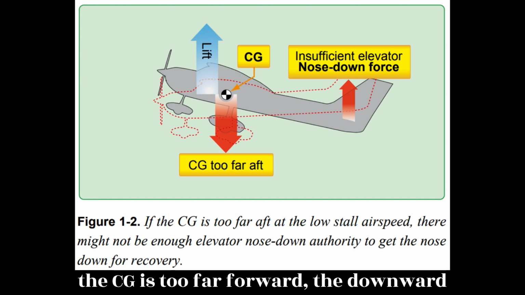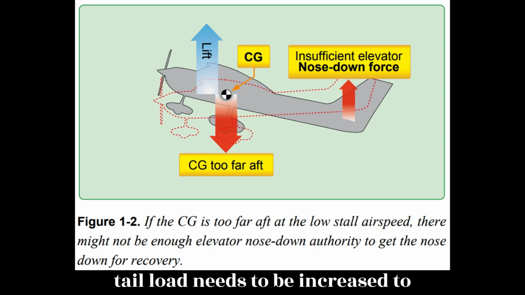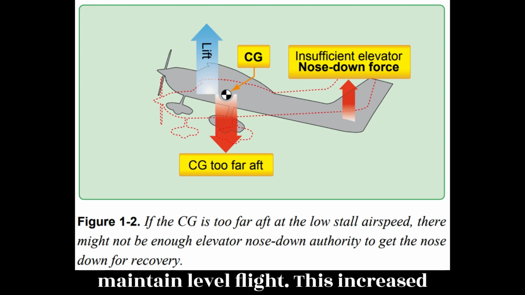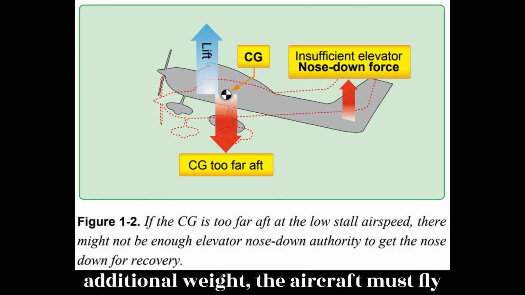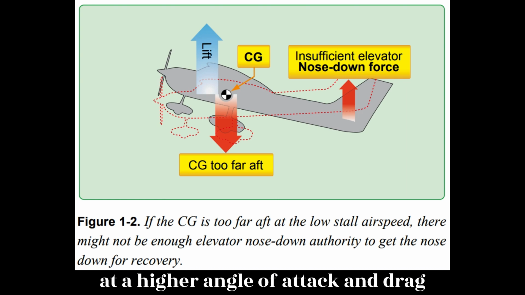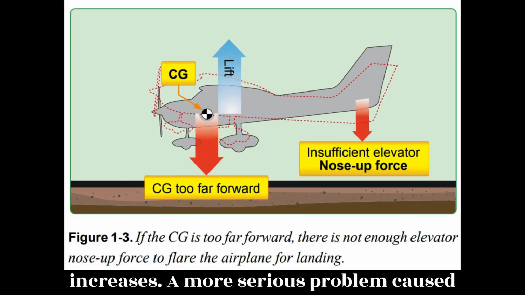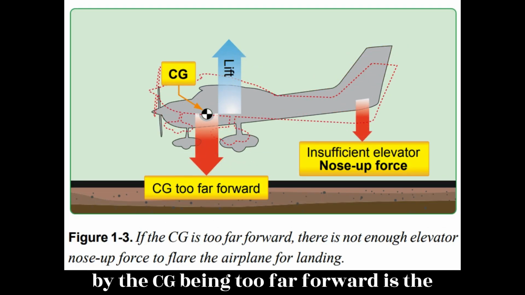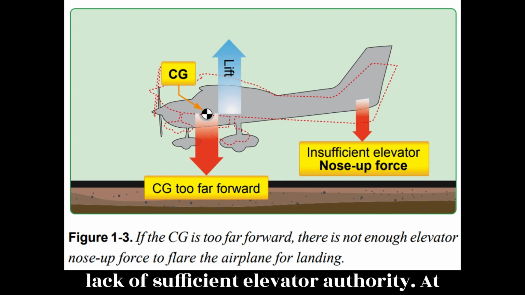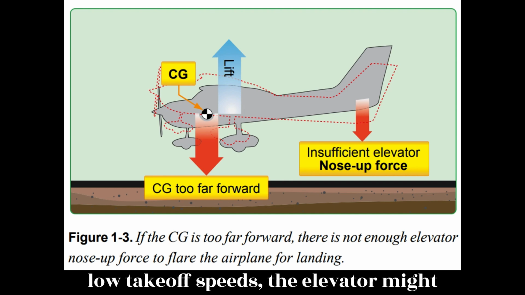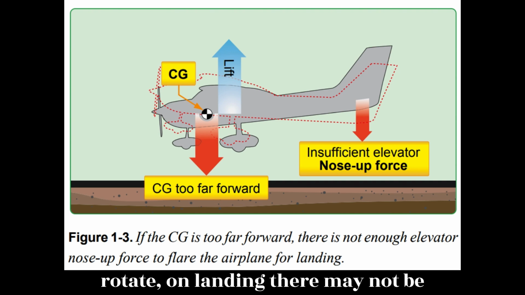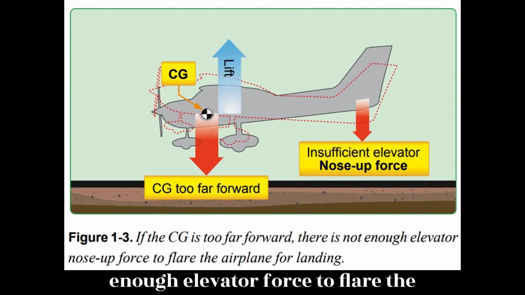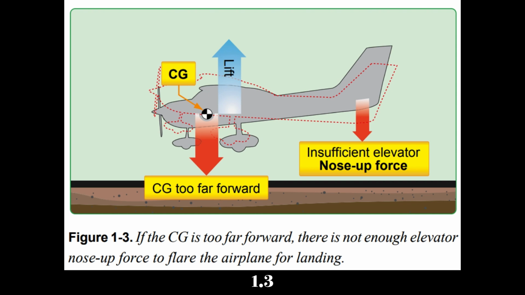If the CG is too far forward, the downward tail load needs to be increased to maintain level flight. This increased tail load has the same effect as carrying additional weight. The aircraft must fly at a higher angle of attack and drag increases. A more serious problem caused by the CG being too far forward is the lack of sufficient elevator authority. At low takeoff speeds, the elevator might not produce enough nose-up force to rotate. On landing, there may not be enough elevator force to flare the airplane. Figure 1.3.